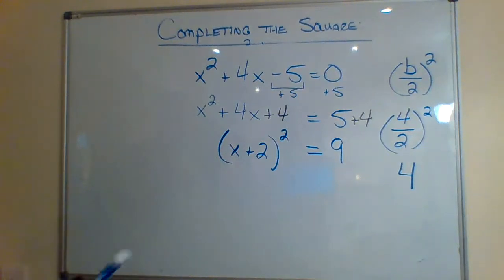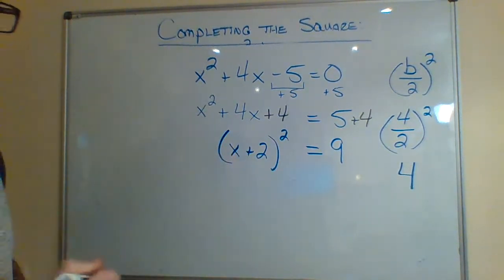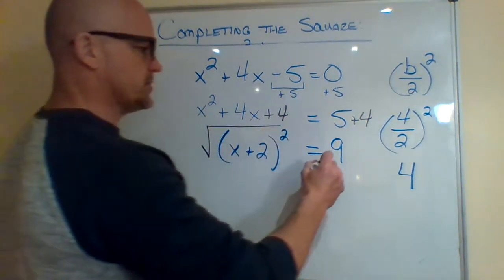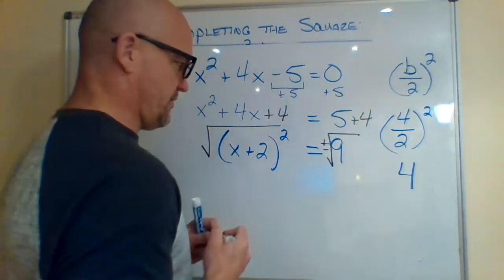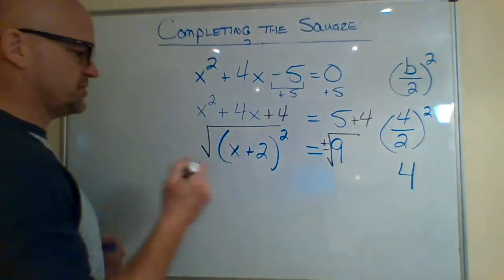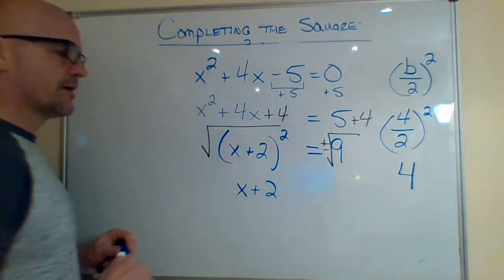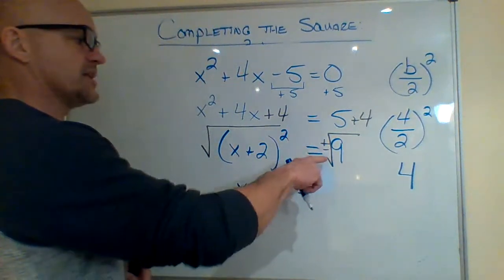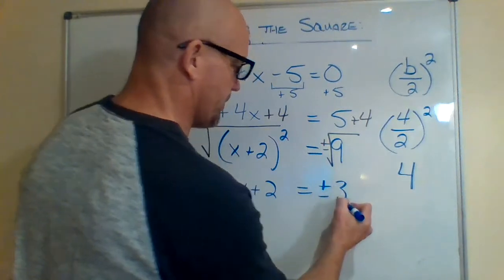Now at this point, since I have a square isolated, I can solve with roots. I'm going to square root both sides. I'm not going to forget my positive or negative. The square root of x plus 2 squared is x plus 2, root and square being inverse operations. That's going to equal positive or negative square root of 9, which is positive or negative 3.